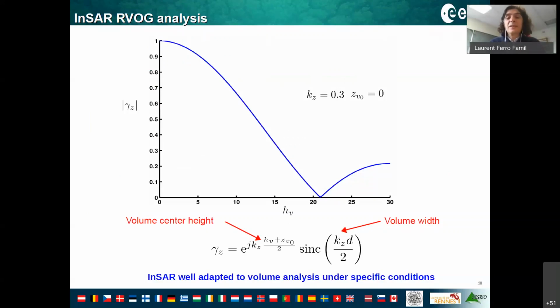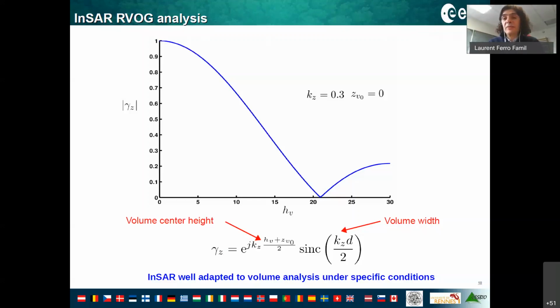So InSAR is well adapted to volume analysis under specific conditions. The condition in this case is that you have a null extinction, the wave propagating through the volume without being significantly affected in terms of amplitude. In this case, the measurement of the coherence, and the phase and amplitude of the coherence, can help you to fully characterize the volume.